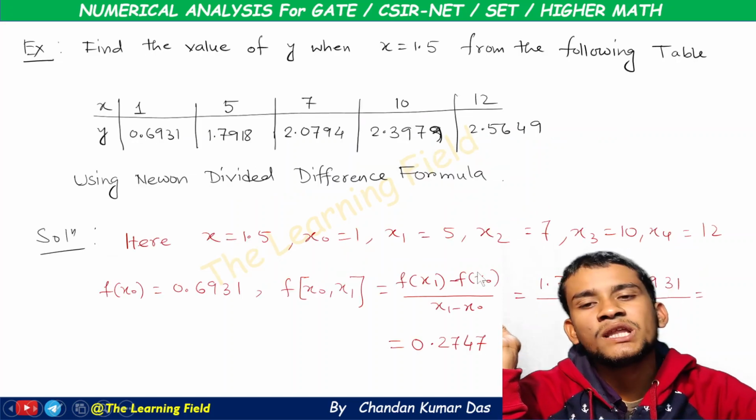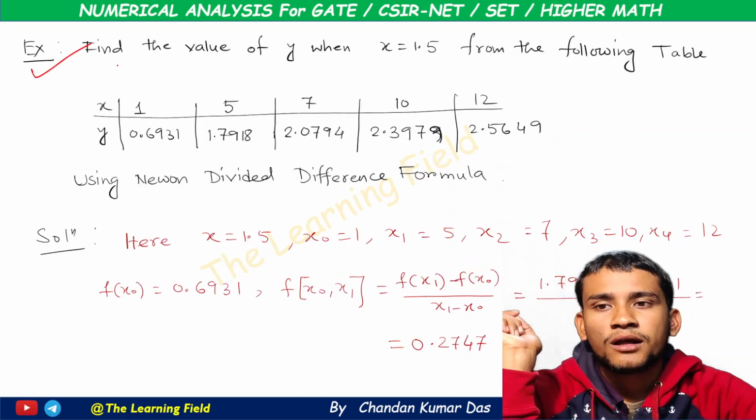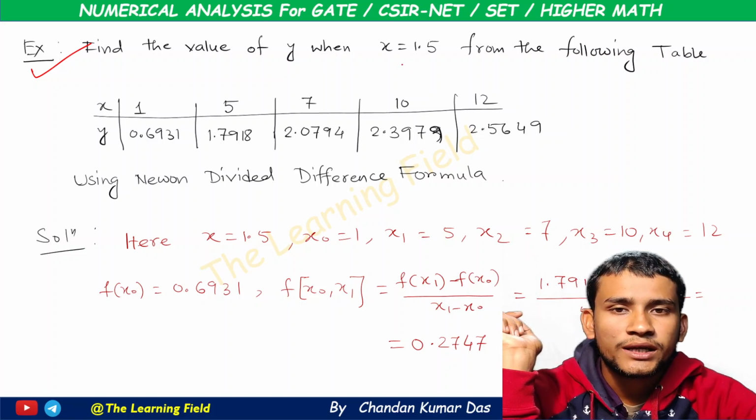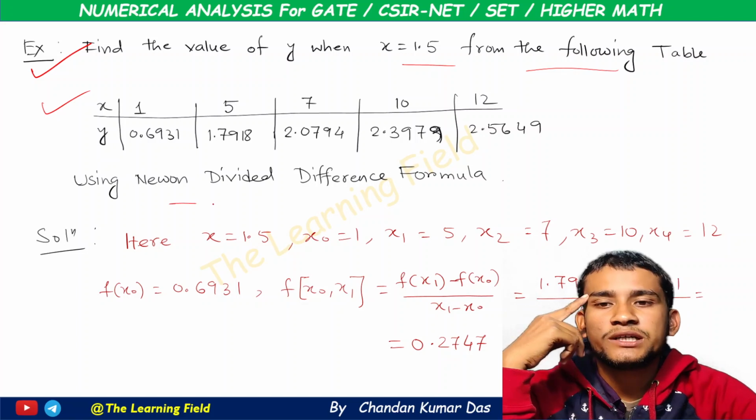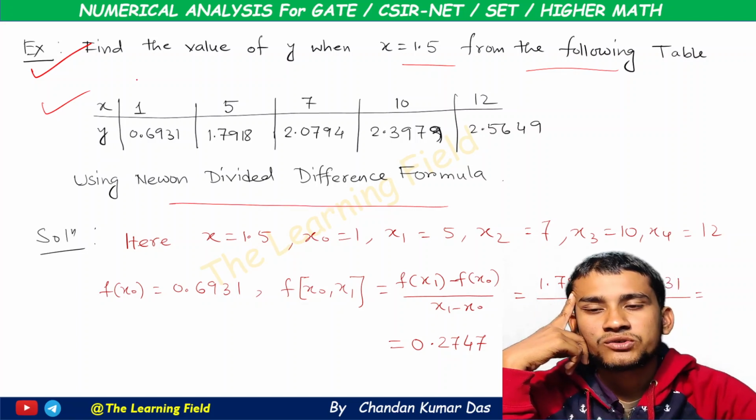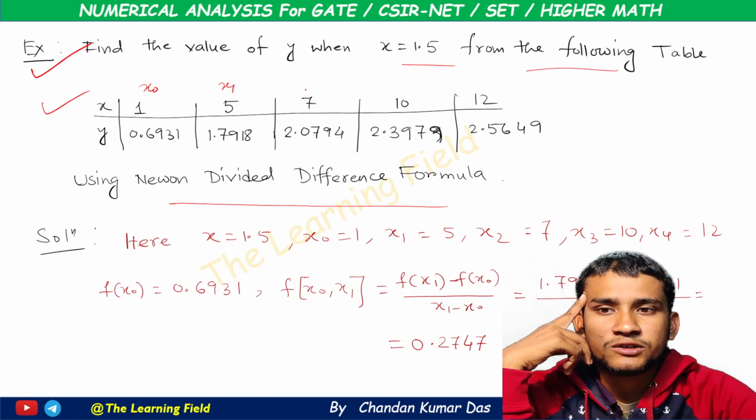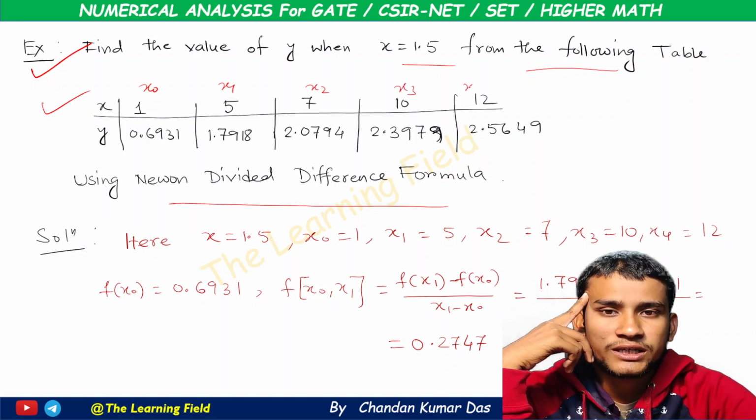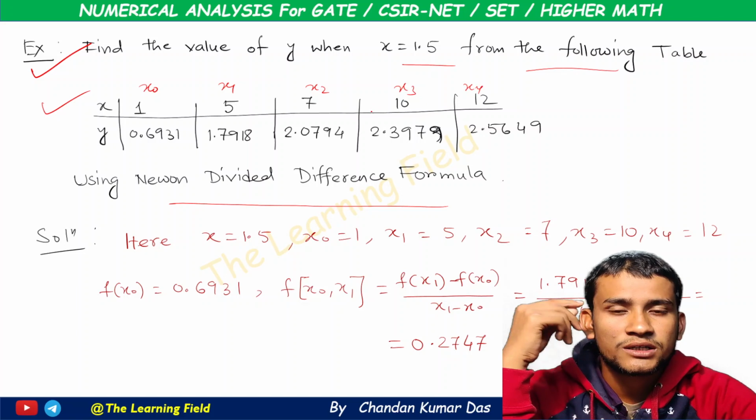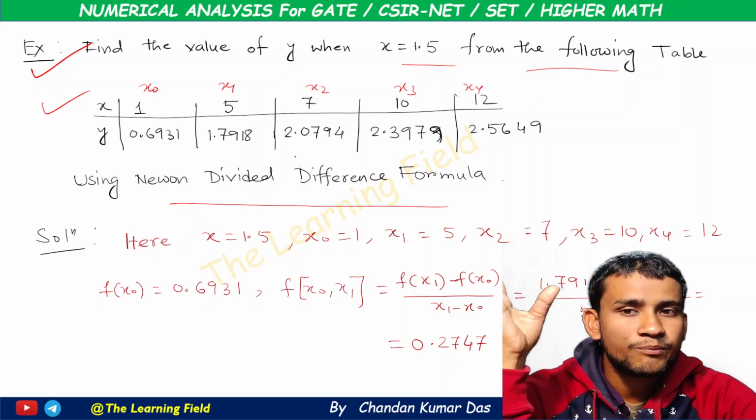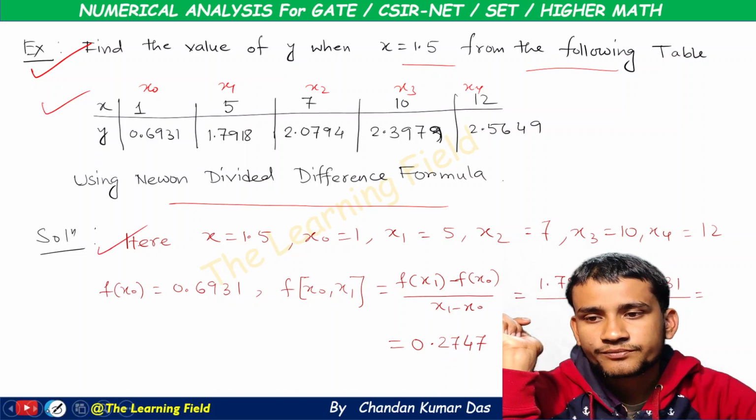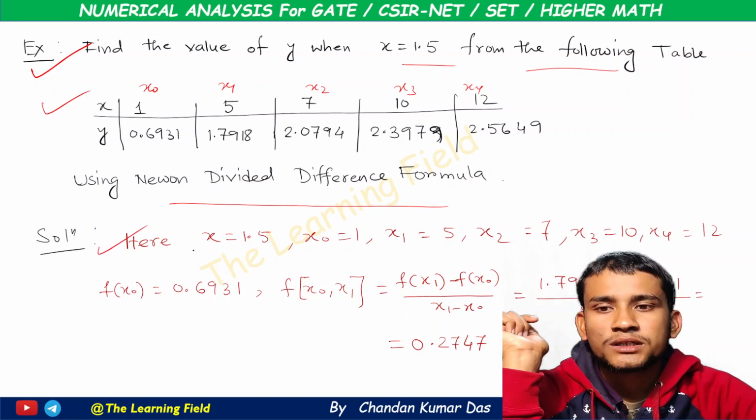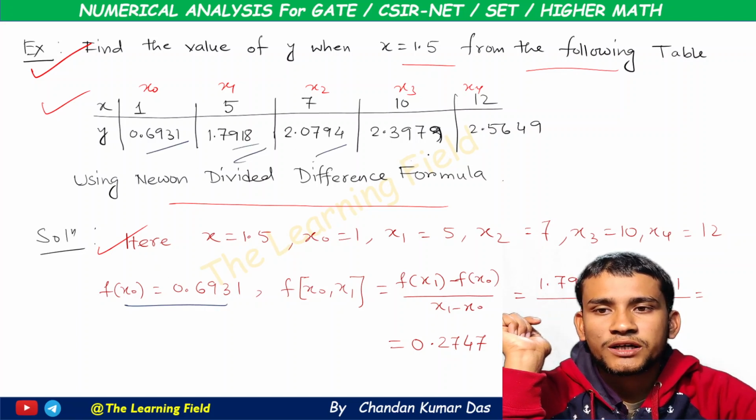Okay, now if we take an example, the example is: find the value of y when x equal to 1.5 from the following table. So this is the given table, using Newton's divided difference formula. So here this is x0, this is x1, this is x2, this is x3, and this is x4. So this is an interpolation with a table of 5 points, x0 to x4. Okay, so these are the given points. And now f(x0) equal to this one, f(x1), f(x2), f(x3), and f(x4).